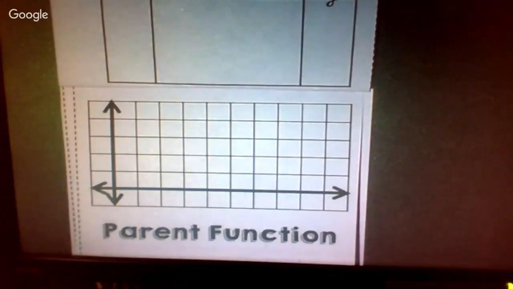Good. Okay, so you did linear functions in Math 1. A linear parent function looks like this. Y equals X.